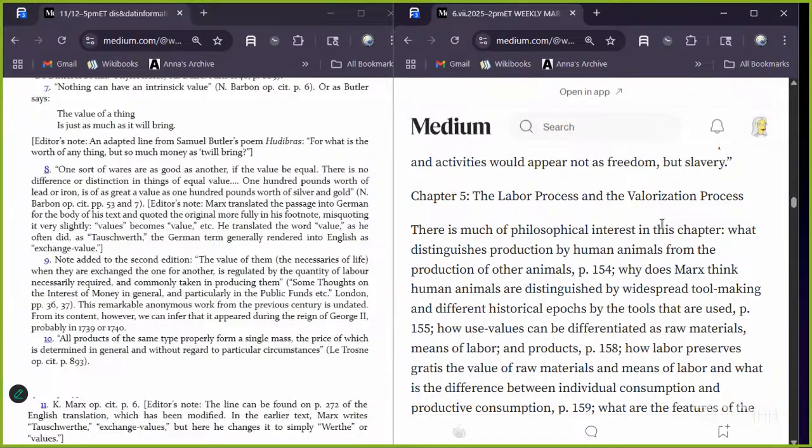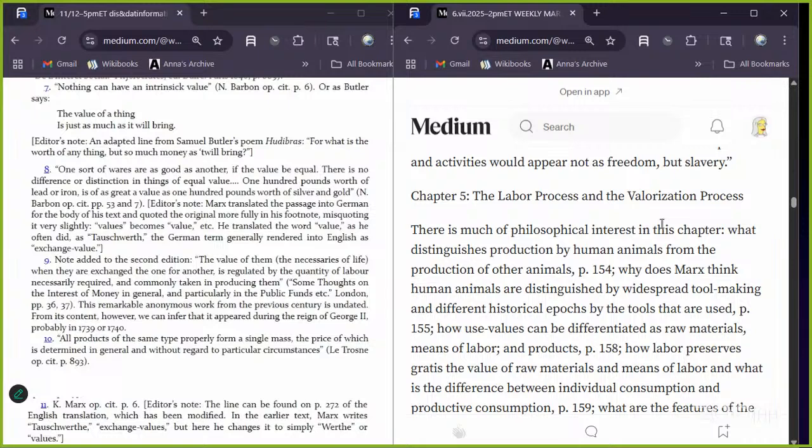Chapter 5, the labor process and the valorization process. There's much of philosophical interest in this chapter. What distinguishes production by human animals from the production of other animals? Page 154. Now, why does Marx think human animals are distinguished by widespread tool making and different historical epochs by the tools that are used?